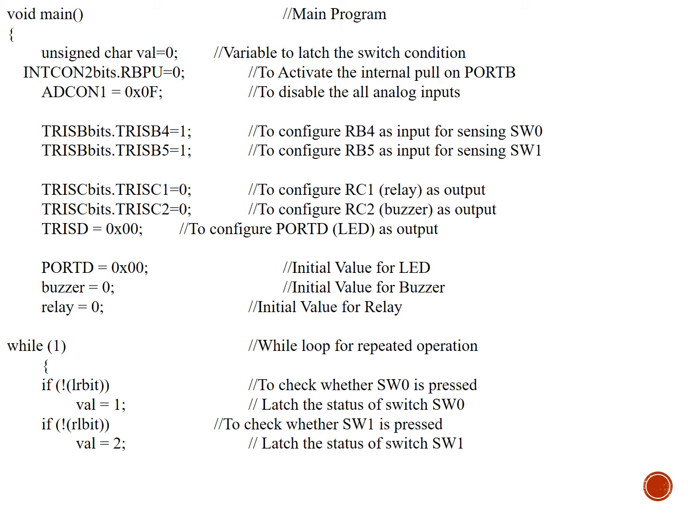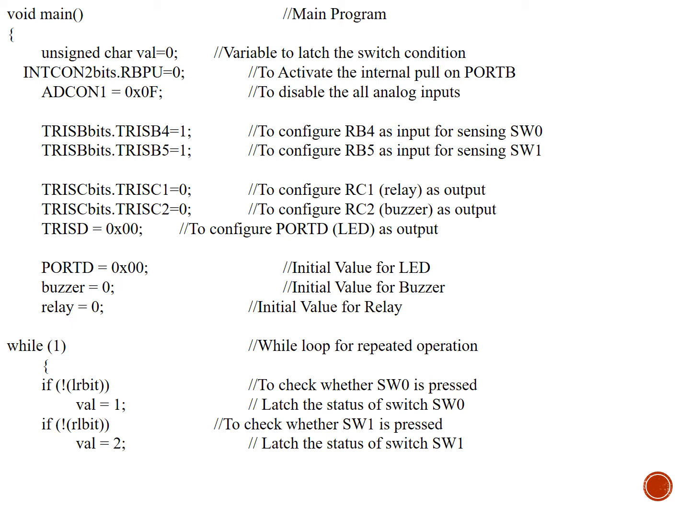Then as switch 1 and switch 2 are inputs, you have to sense the input. That's why we are making them 1 1. Then relay and buzzer are outputs, as well as the LEDs. So we are making all three 0 0. And TRISD is where your LED has been configured. TRISD is where the LED is connected, that is port D.